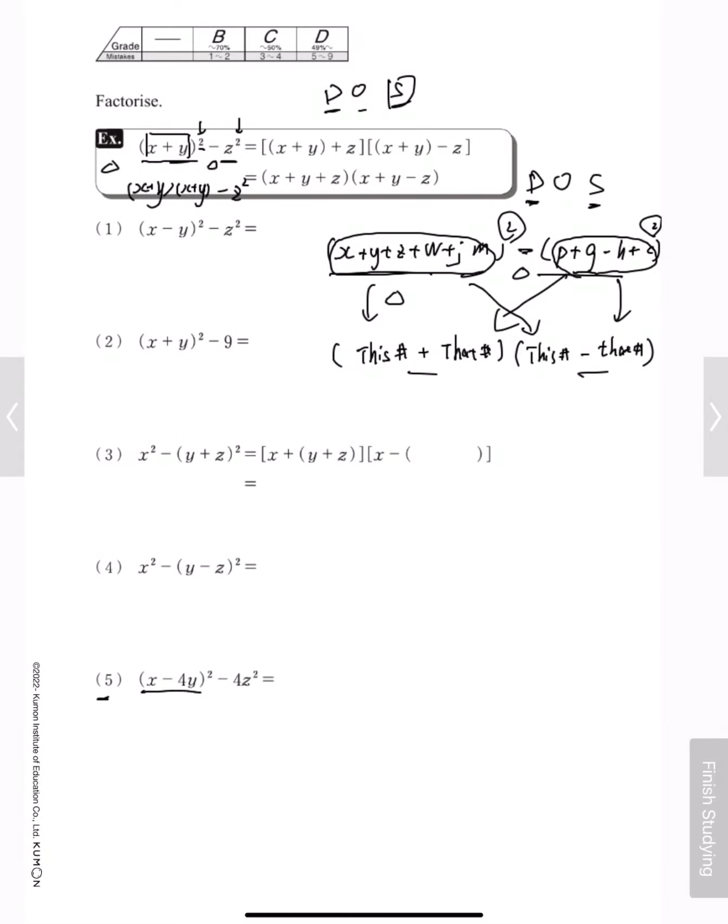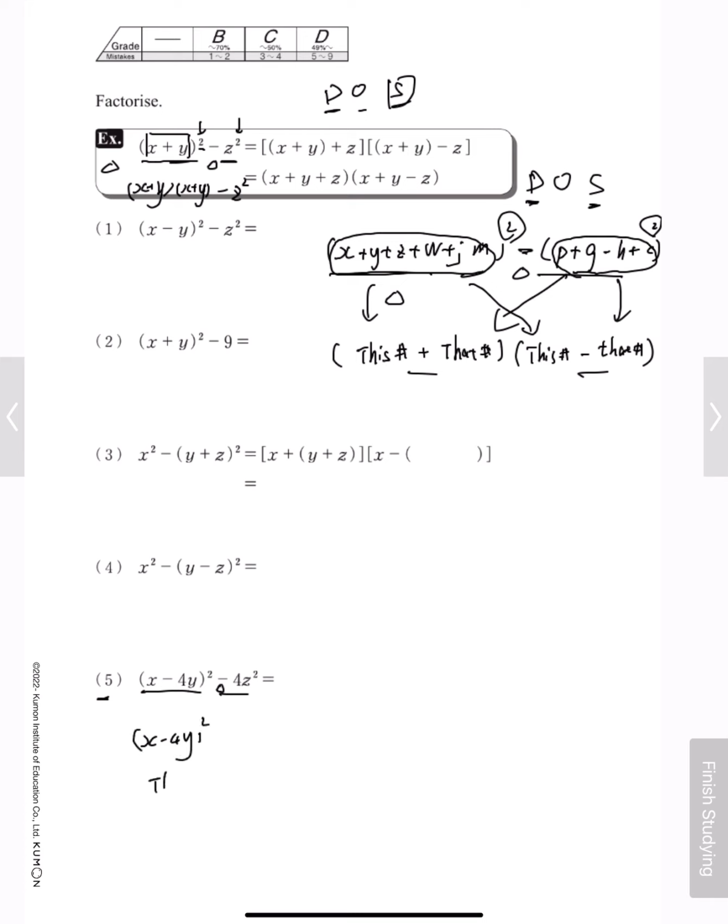I have two terms subtracting each other. Oh, I see the subtracting. First of all, I will find out if they have something in common. In this case, I can't really take out everything cheaply. So what do I think? Oh, this one is x minus 4y to the power of 2.